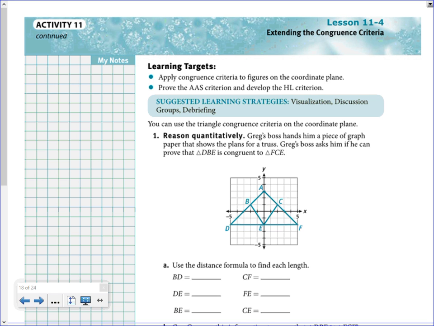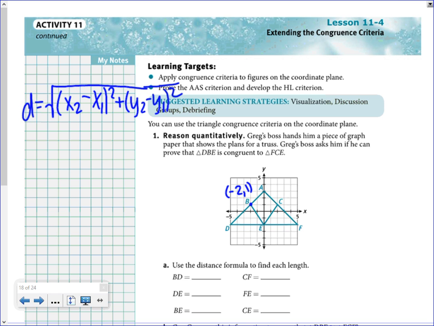So part A asks us to use the distance formula to find each length. So the first thing that we're going to do, using our distance formula, let's write what that is. The square root of x2 minus x1 squared plus y2 minus y1 squared. We're going to try and do BD. So point B is at -2, 1, and point D is at -5, -2. So we'll plug those into our distance formula to find BD.